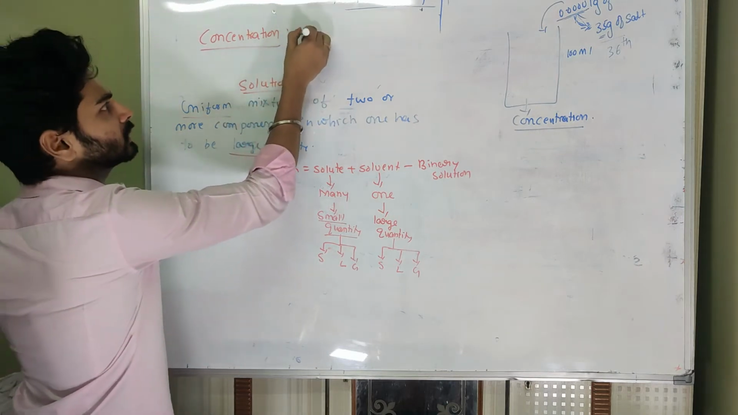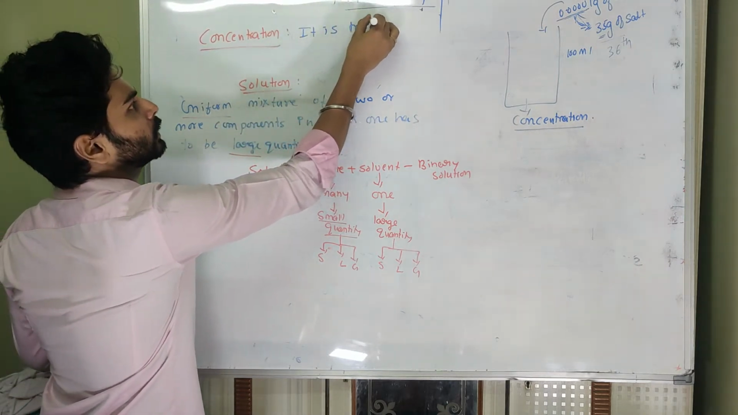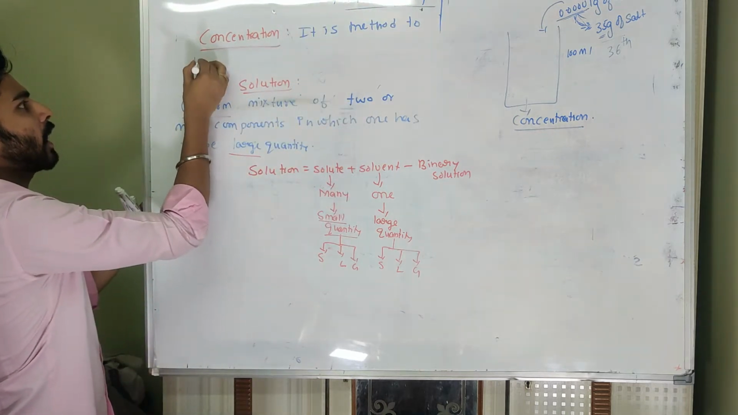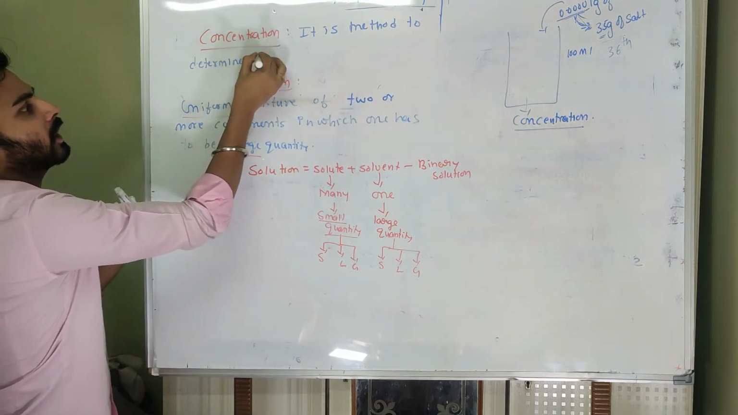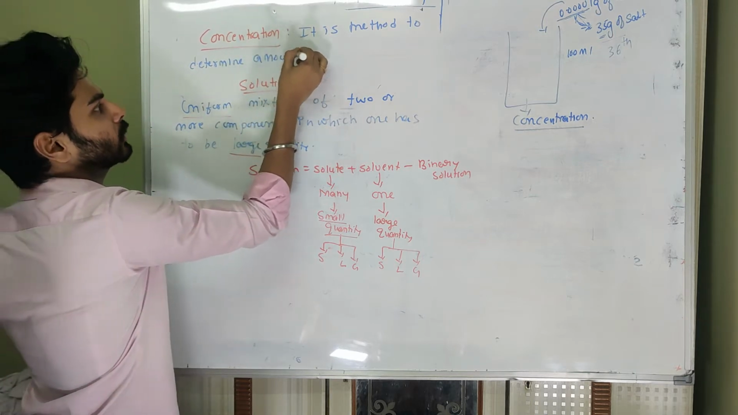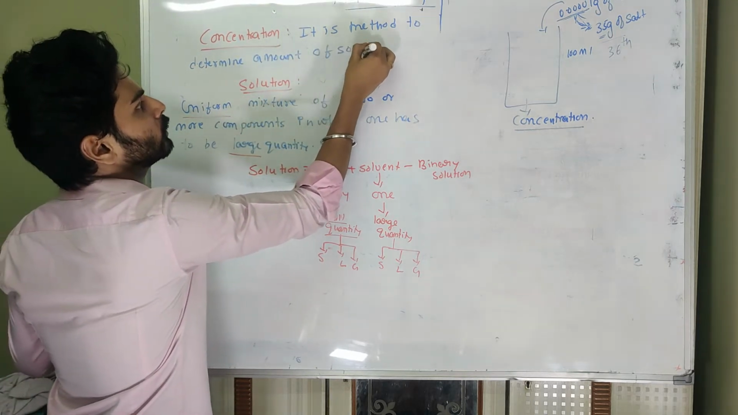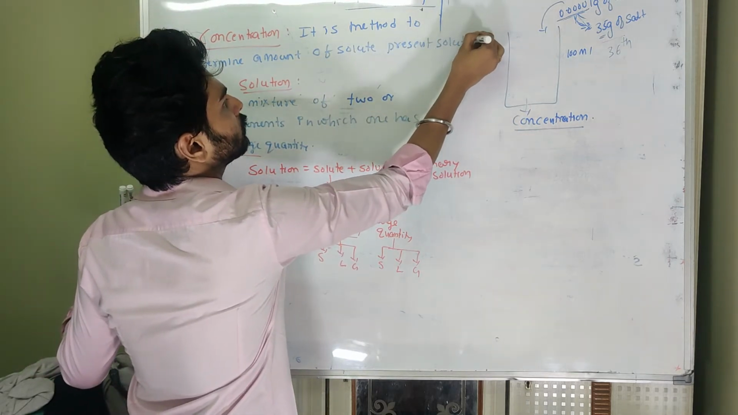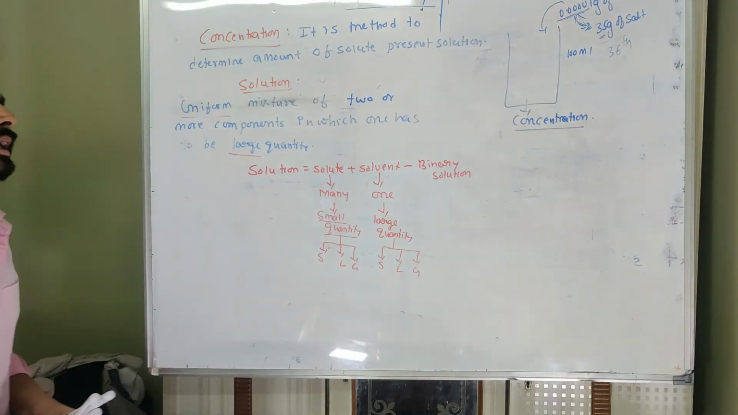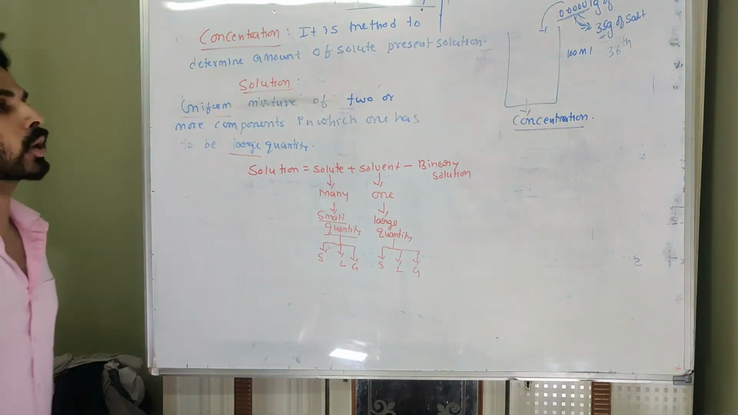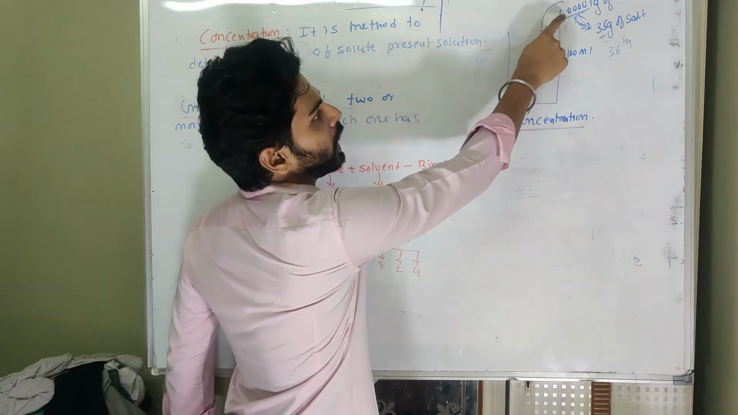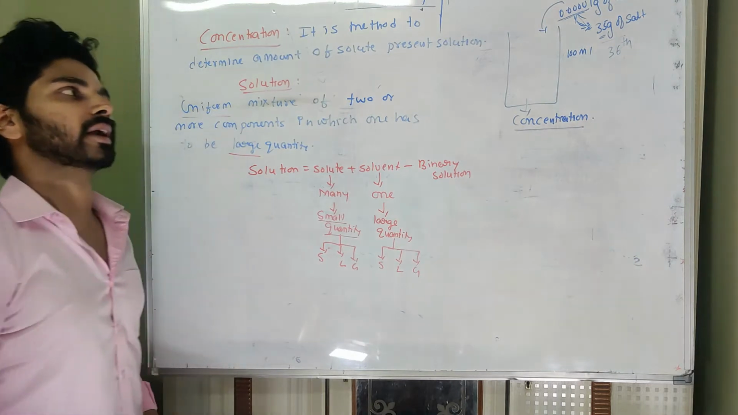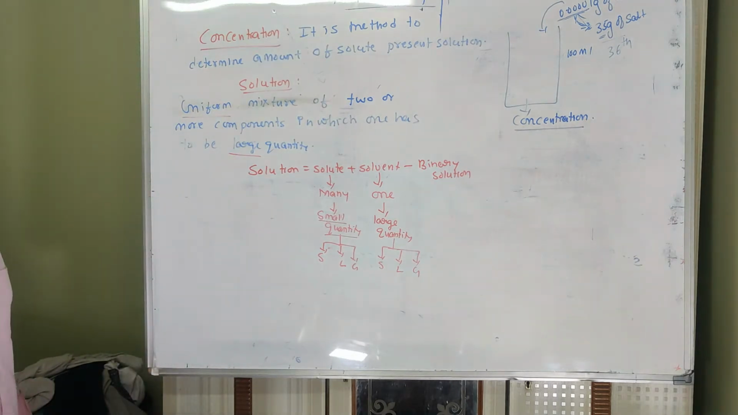So concentration is the method to determine the amount of solute present in the solution. How much solute is present in the solution can be calculated by knowing the concentration of the solution. Concentration will keep on changing as per how much solute I am going to add and in what amount of solvent I am taking. Based on that, concentration will change.